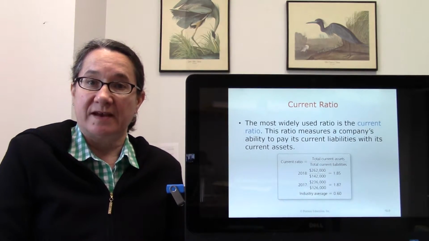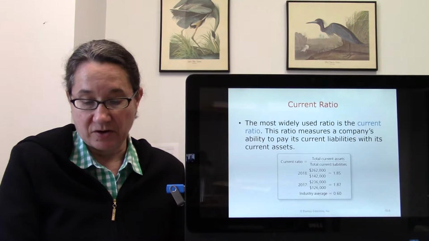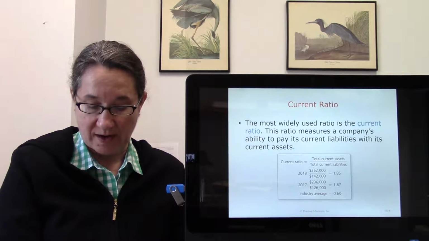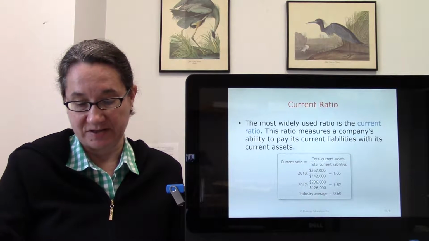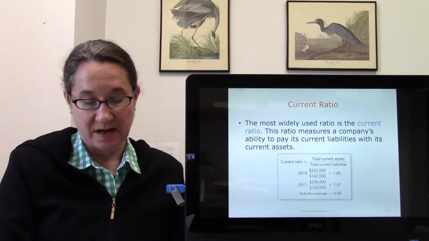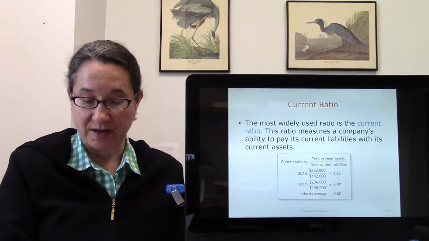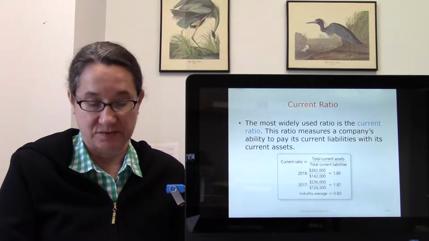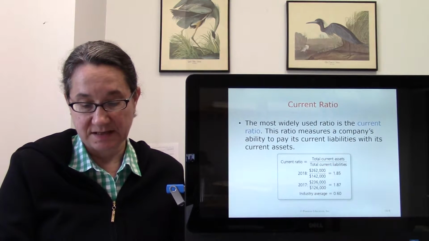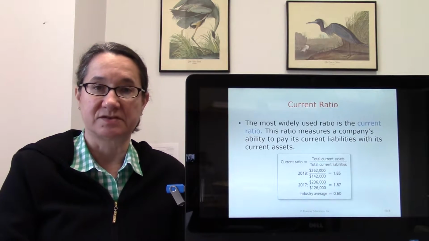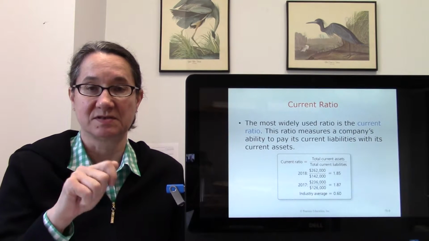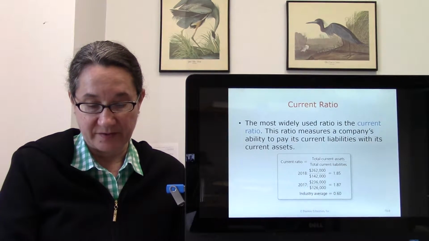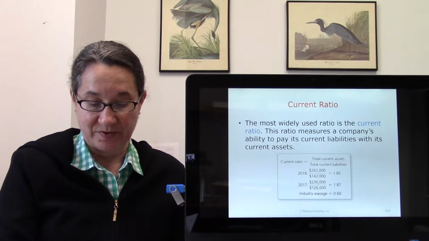Another number we use to see how well you can cover your current liabilities is called the current ratio. And it's the most widely used ratio. Current ratio measures the company's ability to pay its current liabilities from current assets. So to calculate this ratio, you take total current assets divided by total current liabilities. So you just go to your balance sheet, you get those two numbers, divide assets by liabilities, and the higher the number, the better you're able to meet your normal business obligations.